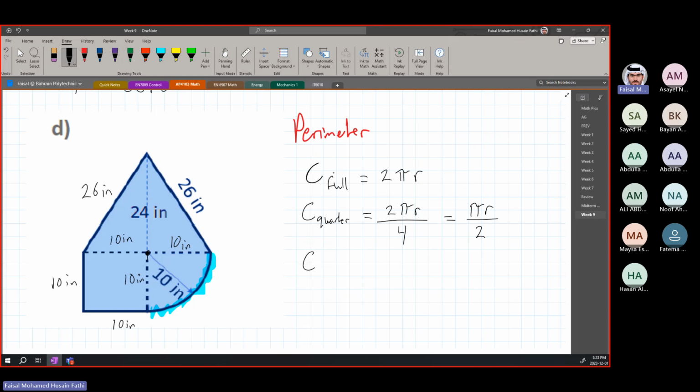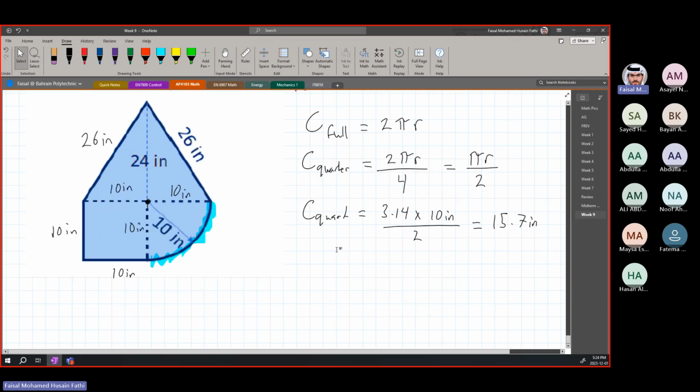So the C of the quarter is equal to pi, which is 3.14, times r, which is 10 inches, divided by 2, which is equal to 15.7 inches. Inches, not squared. This is circumference. So we found out that this is 15.7 inches. Done.